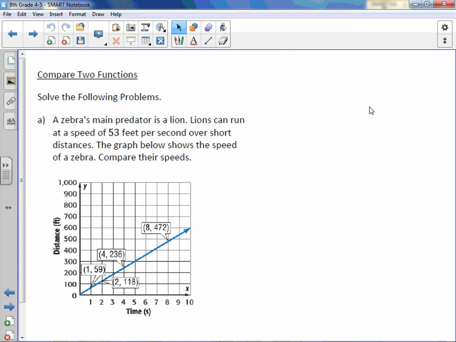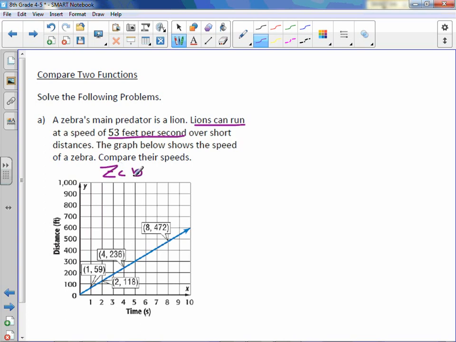Solve the following problems. A zebra's main predator is a lion. Lions can run at a speed of 53 feet per second over short distances. The graph below shows the speed of a zebra. Compare their speeds. So here we have that lions can run 53 feet per second, and this graph tells us what the zebra can run.